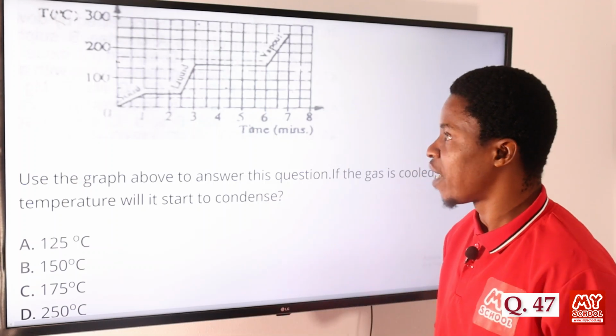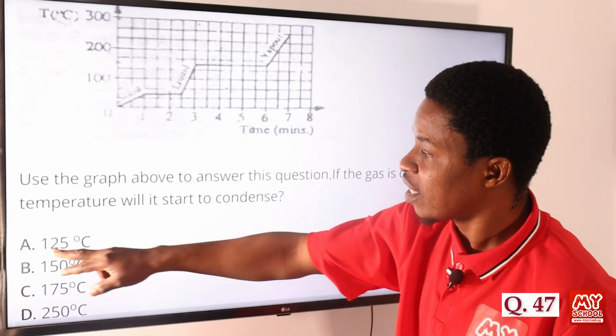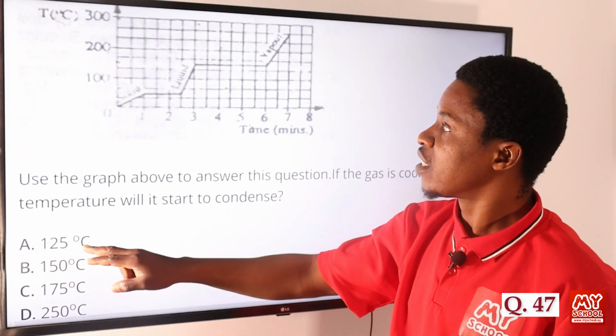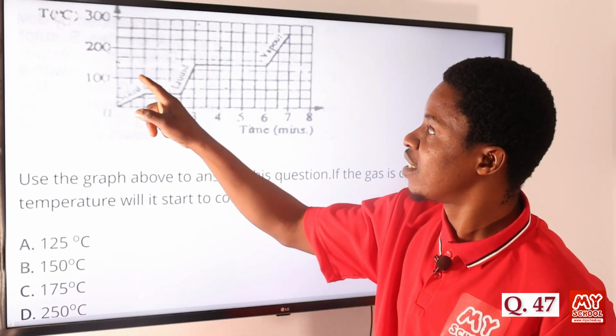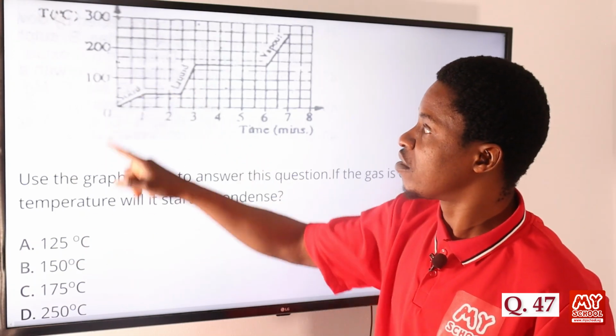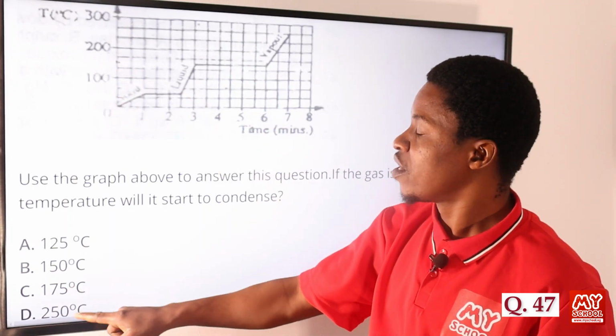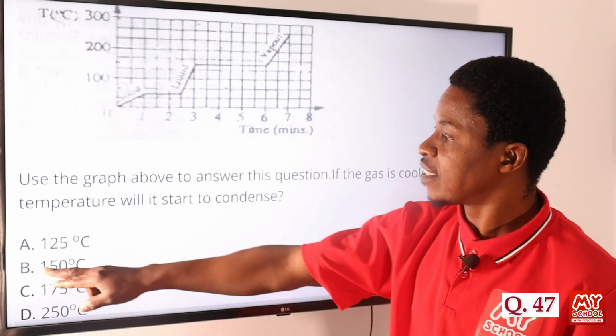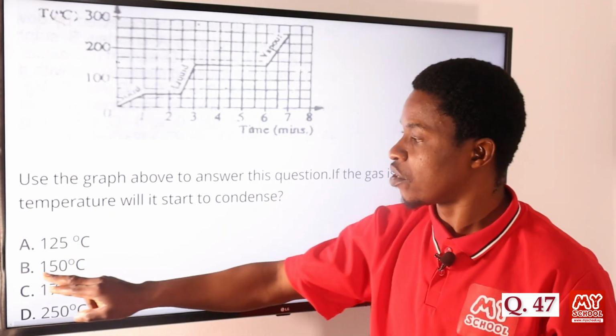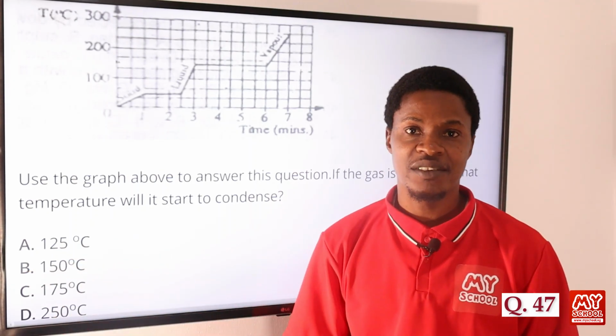So let's look at the options we have. Option A says 1 to 5 degrees Celsius, which is somewhere around here. No. 150 degrees Celsius, which is here. That's this point here. And then we have 175, 250, not that. So the correct answer here is 150 degrees Celsius. Option B is the correct answer.